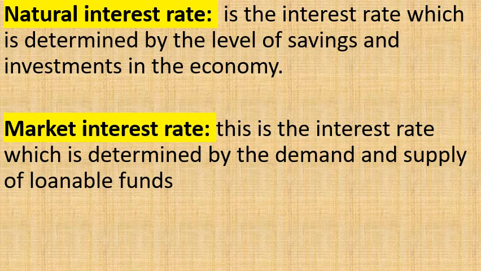Then we also have the market interest rate, which is the interest rate determined by the forces of demand and supply of the loanable funds. Too many people demanding maybe loans, then chances are high that the interest rate will go up, and vice versa. Very few people demanding loans, then the interest rate will go down, so that the banks encourage people to come and borrow.